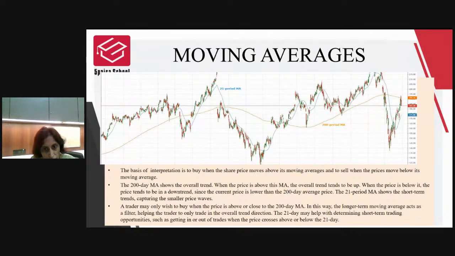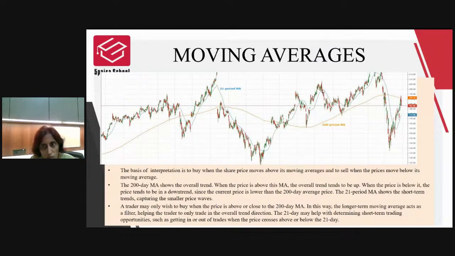It's the time to move. And to sell when the price moves below its average. So you see this is a 21-day moving average. If the prices are moving below this moving average, then it's better to sell.